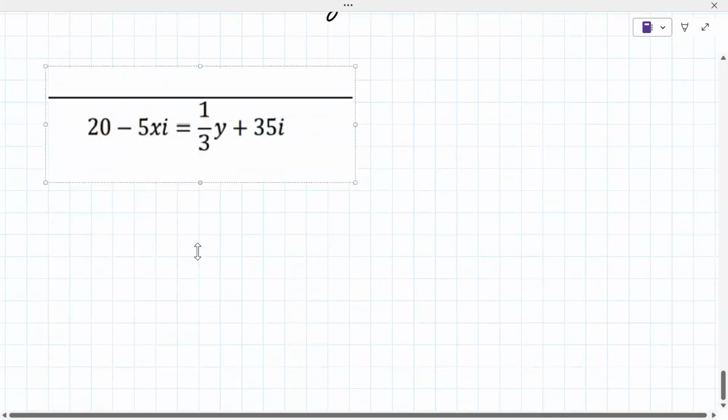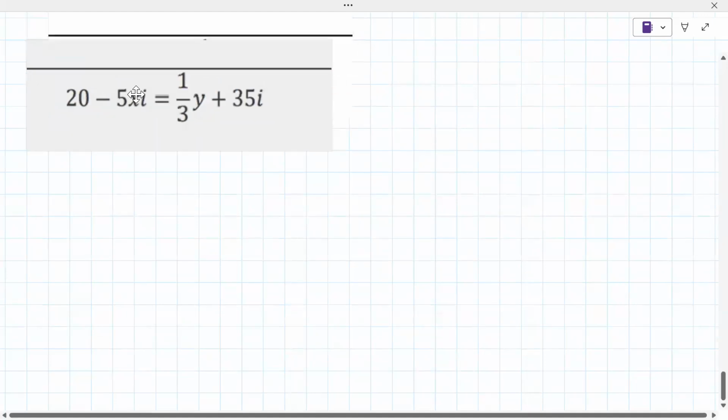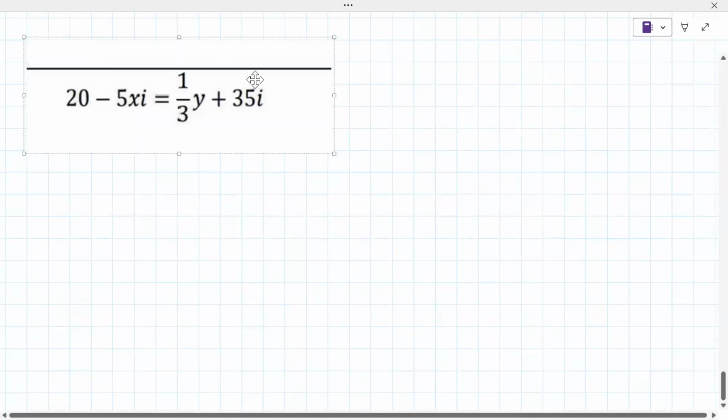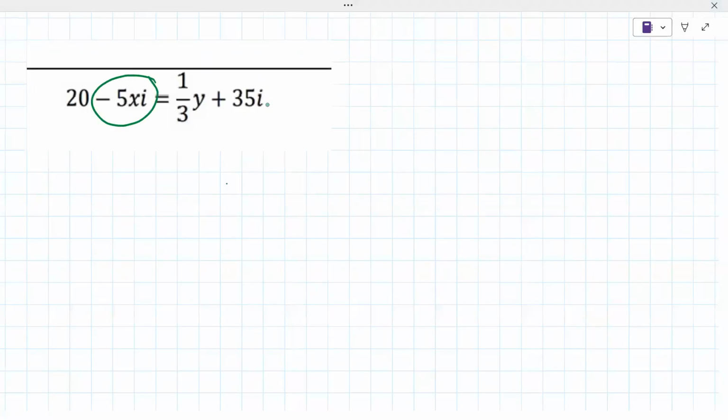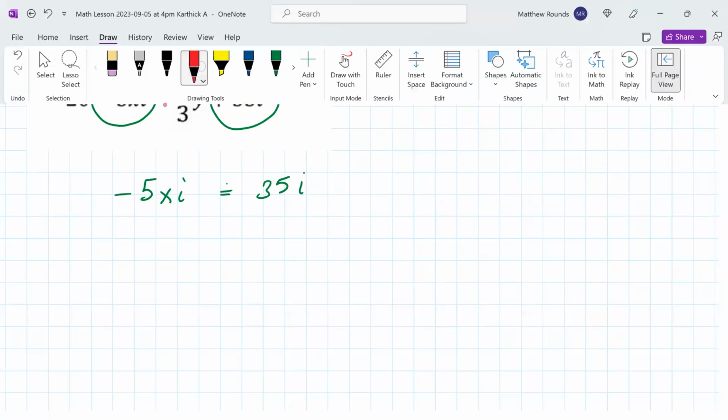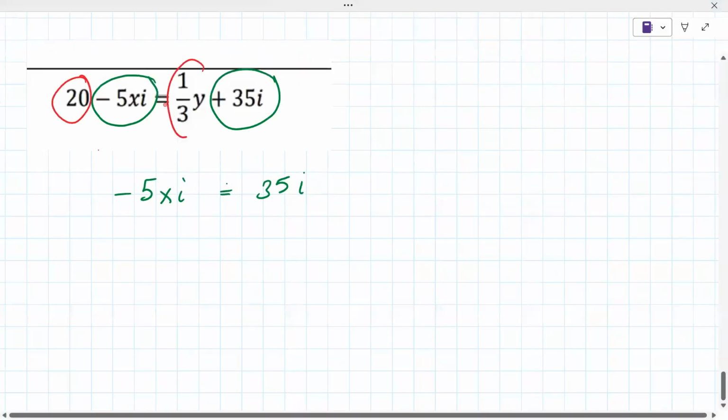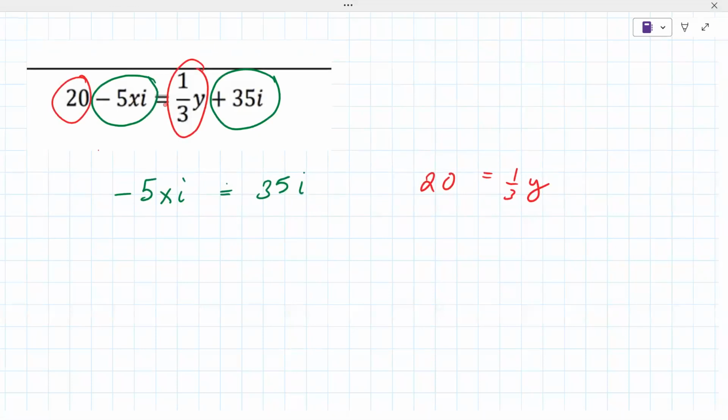All right, so we should look at this next one. Again, probably good to circle or color code, but this one says -5xi equals 35i. And then same with the other, 20 equals 1/3 y, like that. So you can solve each of those for x and y.